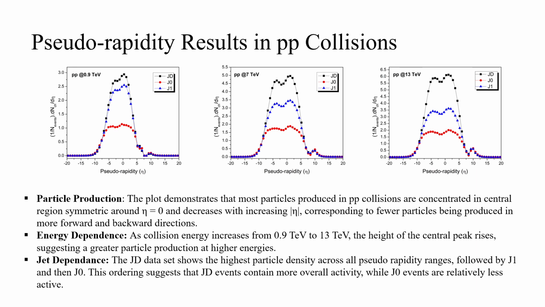Okay, so that's all for this lecture on our results of pseudo-rapidity in proton-proton collision at three different energies, 0.9, 7, and 13 TeV. Then we checked the jet dependence by setting our jet as on, then jet off, J0, and jet J equals 1, which shows the intermediate behavior in all these curves. So that's all for today.